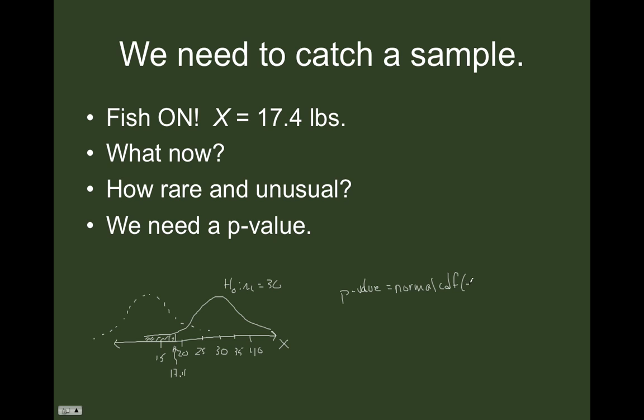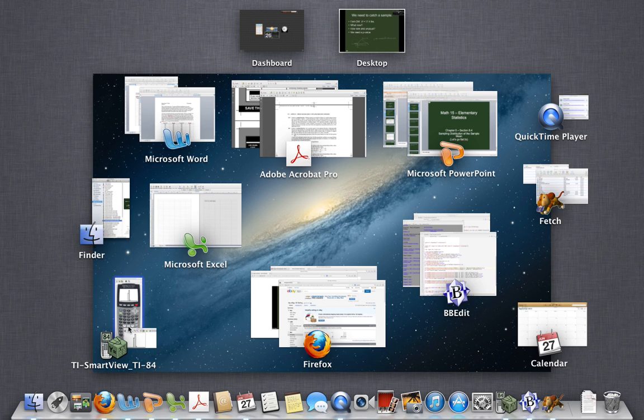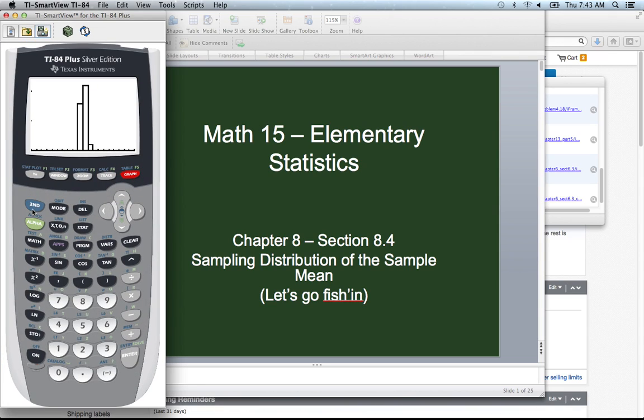The lower limit's going to be negative E99, because it's a left direction of extreme, one-sided to the left, up to the data value, 17.4. The mean is 30, and the standard deviation is 5. So, I need the calculator. Let me go and get the TI calculator.